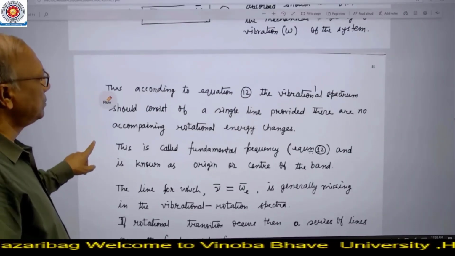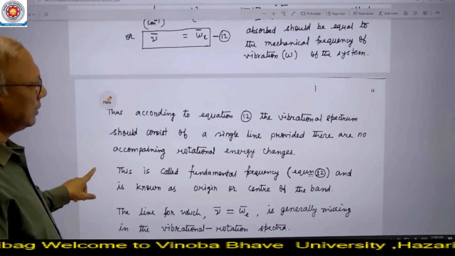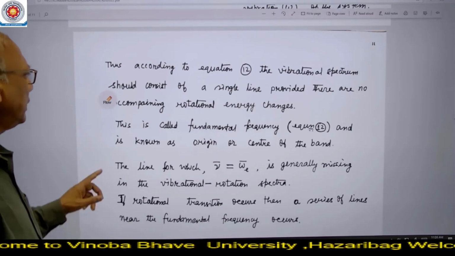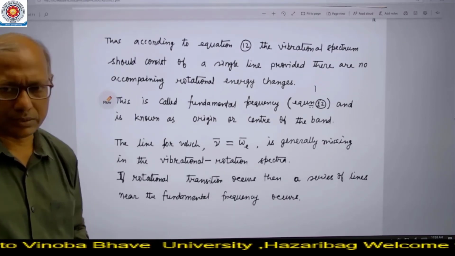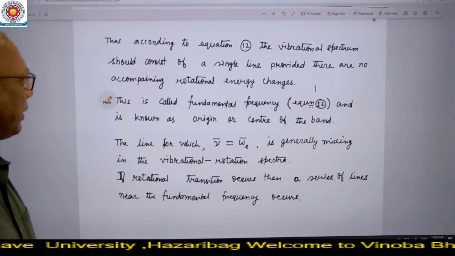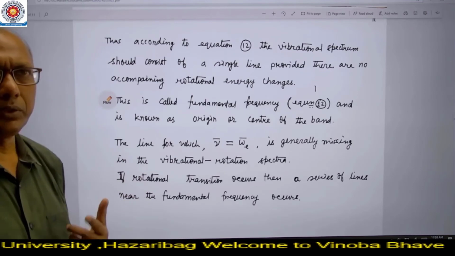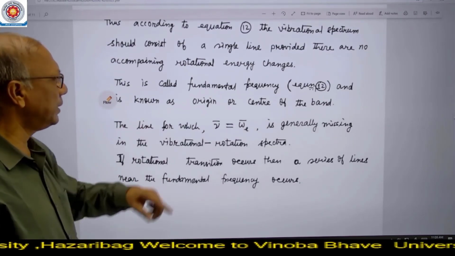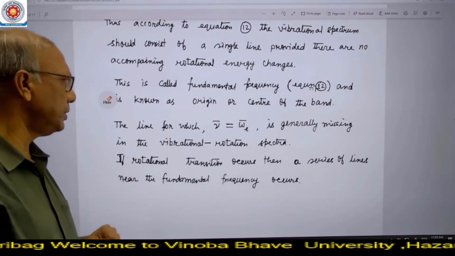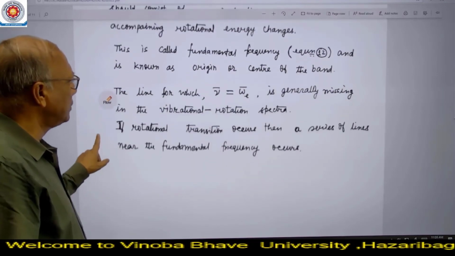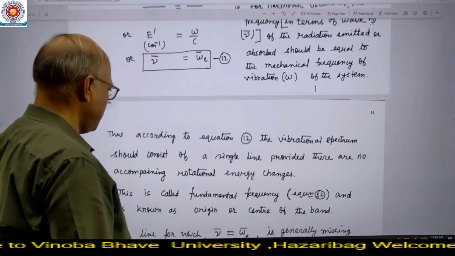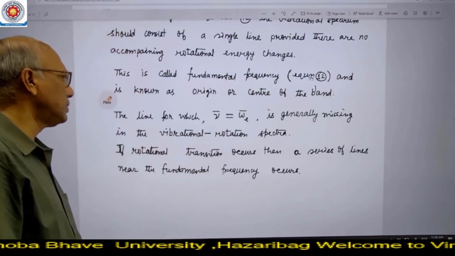Thus, according to equation 12, the vibrational spectrum should consist of a single line, provided there are no accompanying rotational energy changes. If we consider that no rotational energy changes are taking place, then only a single line will be obtained. This line is called the fundamental frequency and is known as the band origin or center of the band. The line for which nu bar is equal to omega e bar is generally missing in the vibrational rotational spectra.